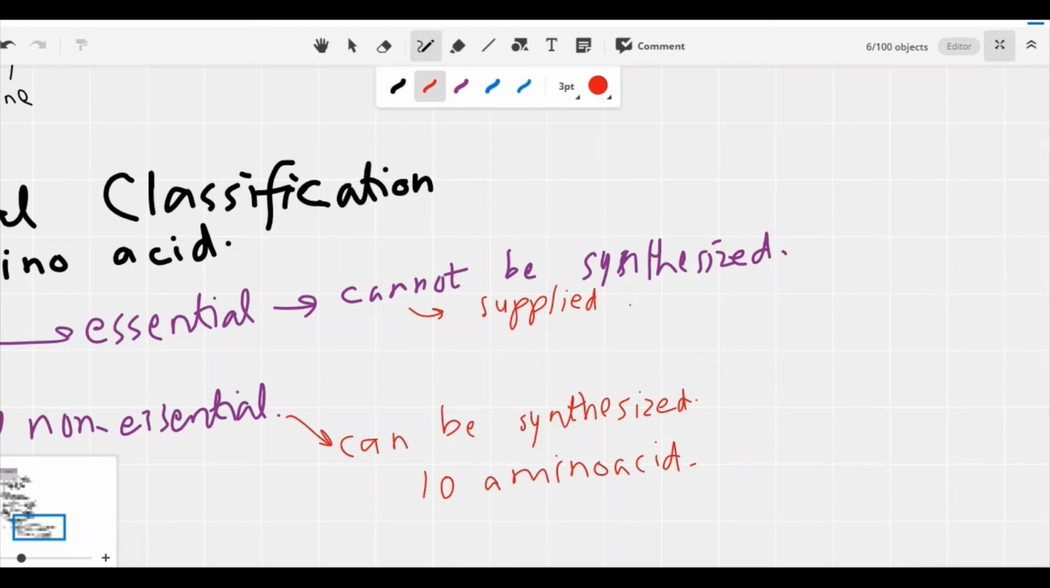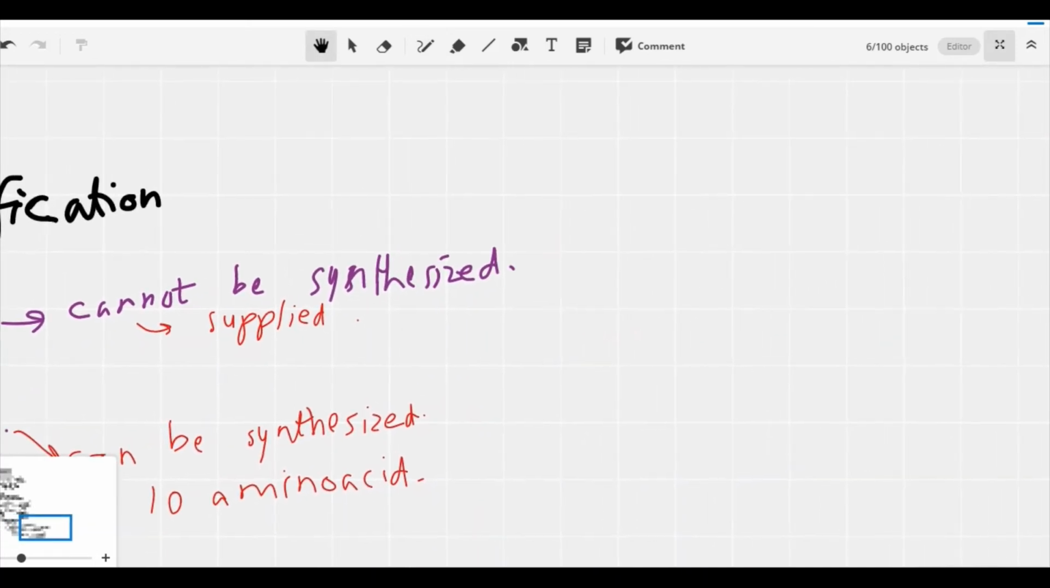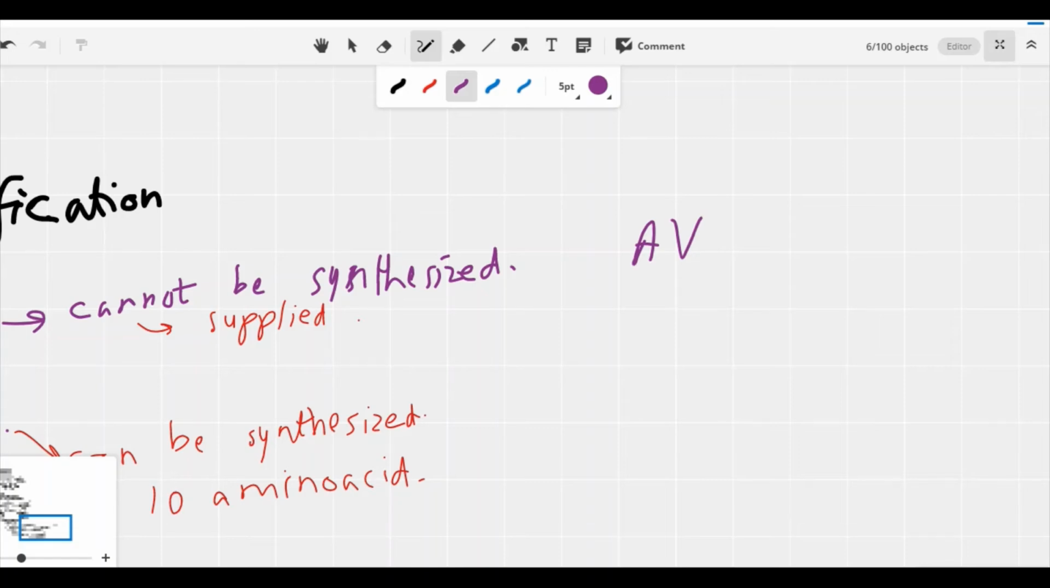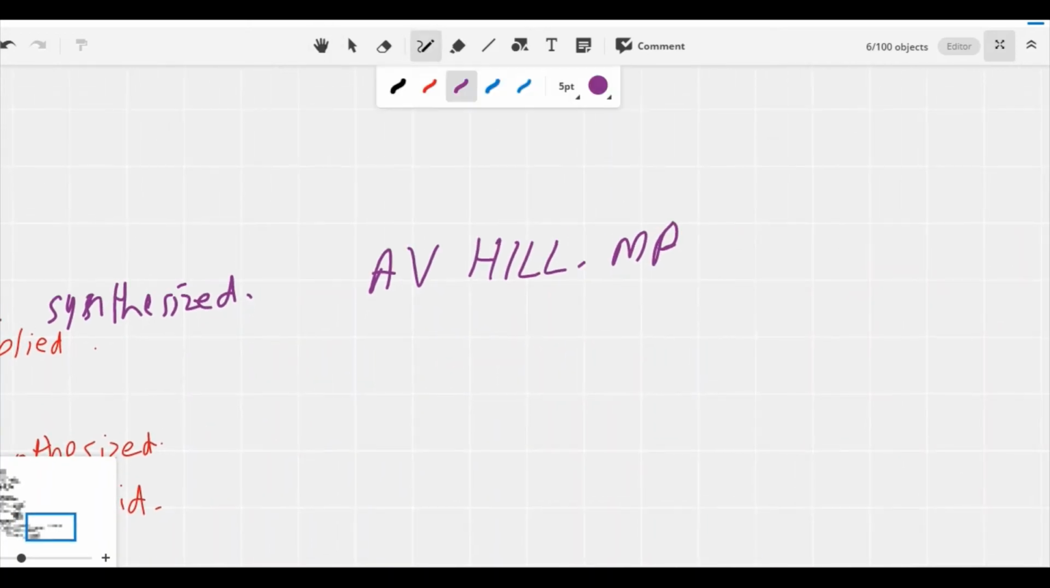So they are required for proper growth and maintenance, in the case of essential amino acids. And remember the 10 essential amino acids, I am going to write here the code for them: A, V, H, I, L, L, M, P, and then T, T.